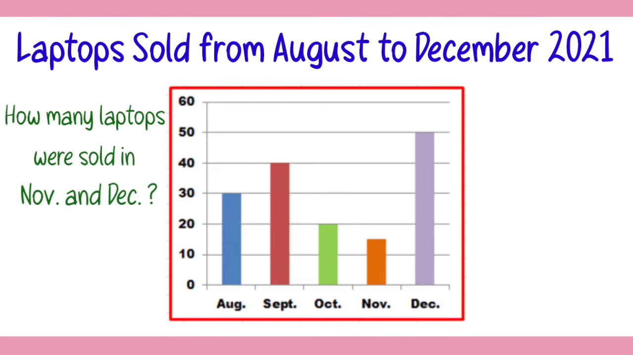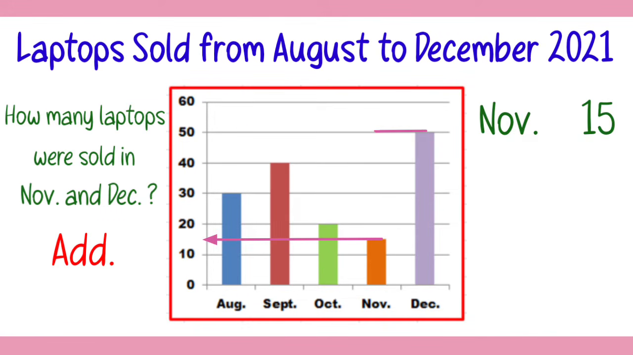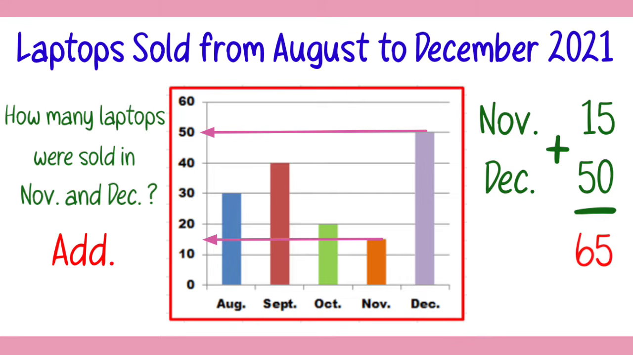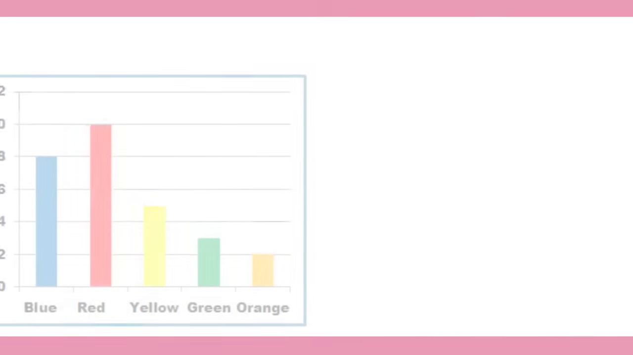Another question. How many laptops were sold in November and December? What should we do? We have to add the number of laptops sold in November, which is 15, and December, which is 50. So, 15 plus 50 is 65. There were 65 laptops sold in November and December. Is it understood? Now let us have another bar graph.